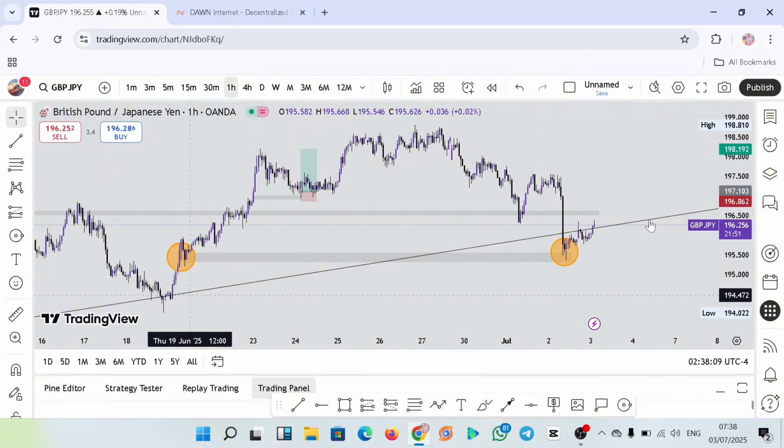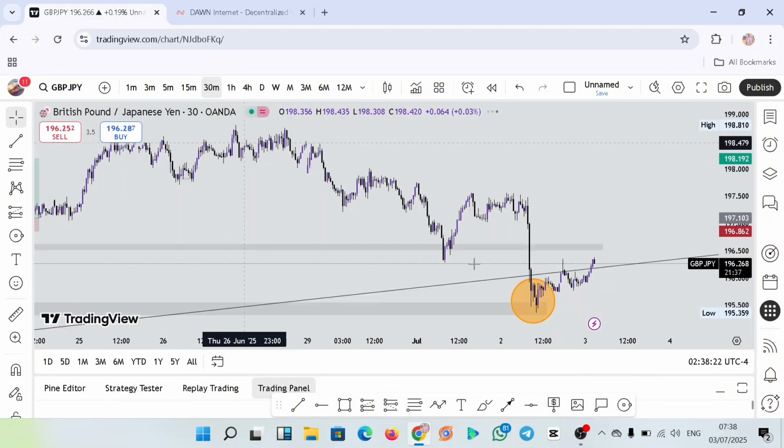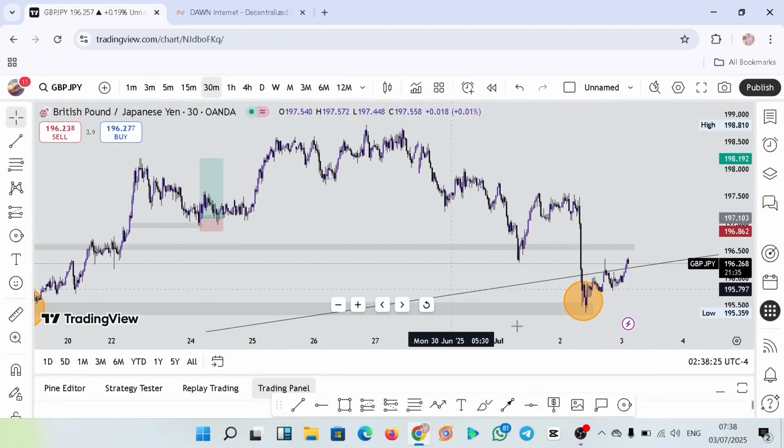As you can see, first, this is our trend line. The market broke our trend line with this massive move, and this is the news that dropped yesterday. So in 4 hours, you can see this is the place the market tested. This is 1 hour. Let's go to 30 minutes.